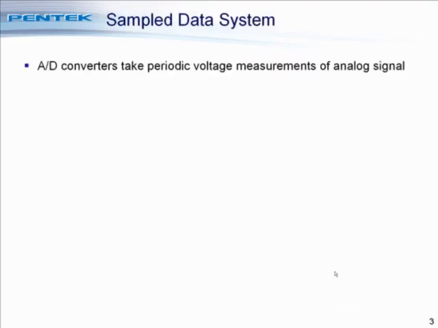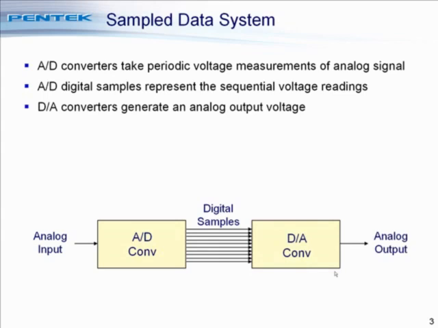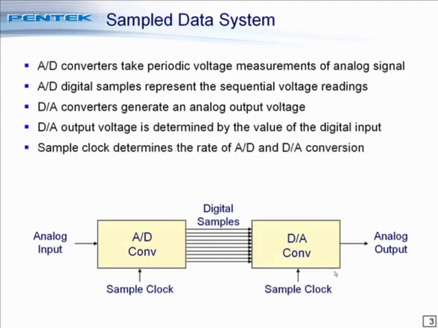So let's start with what is a sampled data system. A sampled data system involves usually an A to D converter that takes periodic voltage measurements of an analog signal. The A to D digital samples represent the sequential voltage readings that it makes. A D to A converter generates an analog output voltage based on the digital samples that are delivered to it. The sample clock determines the rate of A to D conversion or the rate of D to A conversion. One conversion occurs each sample clock.